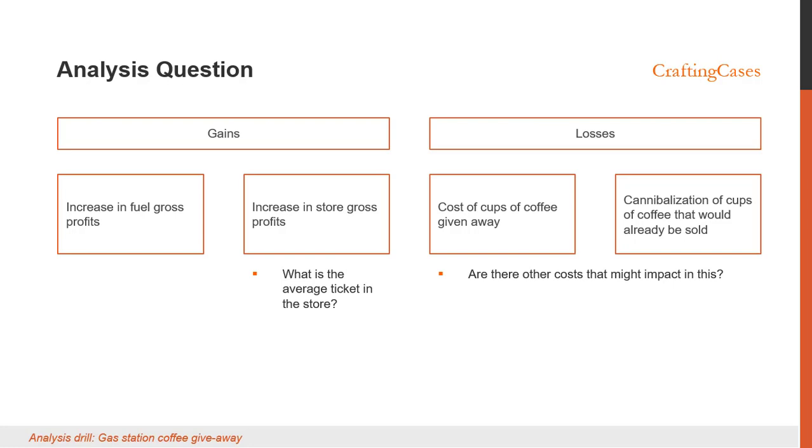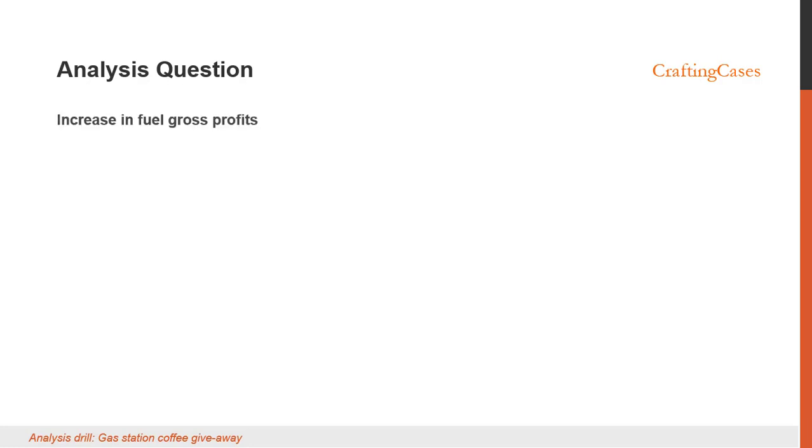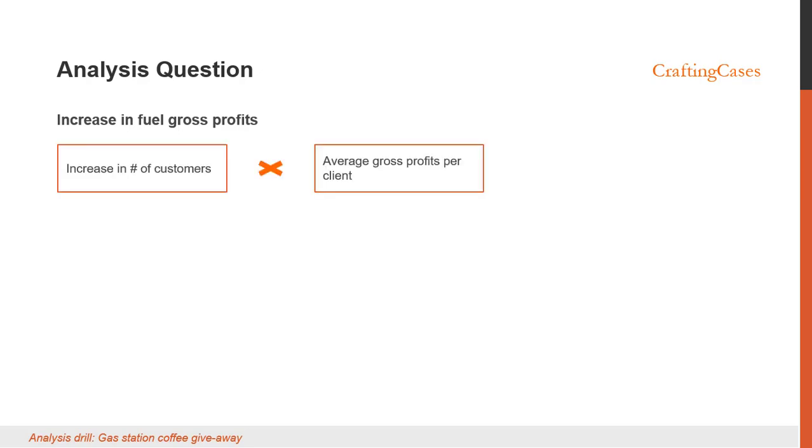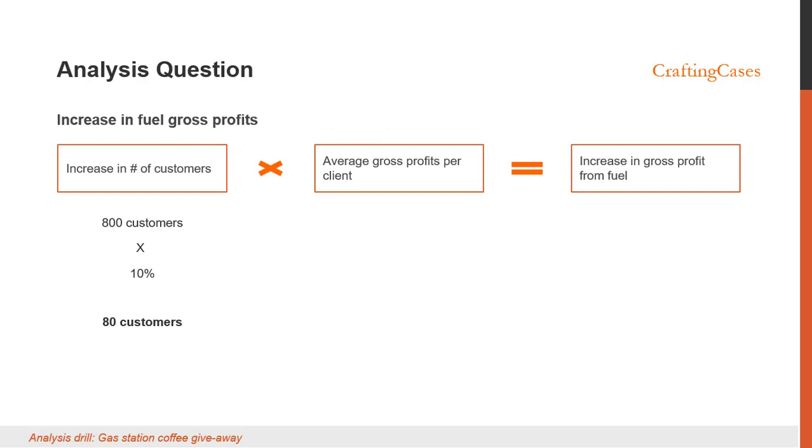First, I want to calculate the increase in fuel gross profits. So I'm going to do increase in number of customers times average gross profits per client. That equals increase in gross profits from fuel. The increase in number of customers is 800 customers times 10%, 80 customers. The average gross profits per client is $60, the average ticket, times the gross margin 10%. I have $6. $6 times 80 customers, $480 per week.